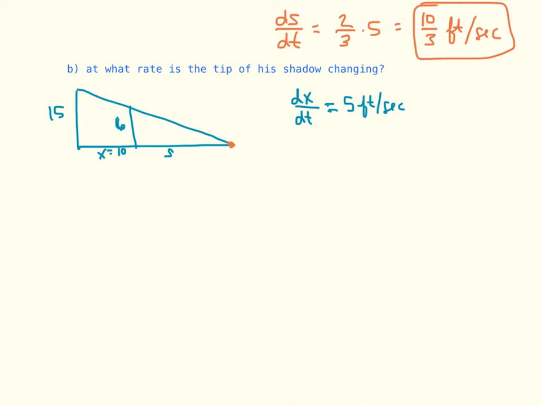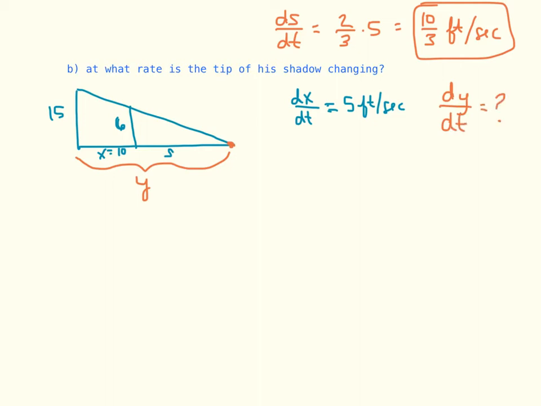And so that makes the problem very different than the one up above. So we definitely need an expression for that entire side. So I'm going to call this whole side a new variable. Let's call it y. All right, so then what they want to know, the rate at which the tip of his shadow is changing, is dy/dt. That's our unknown for this problem.